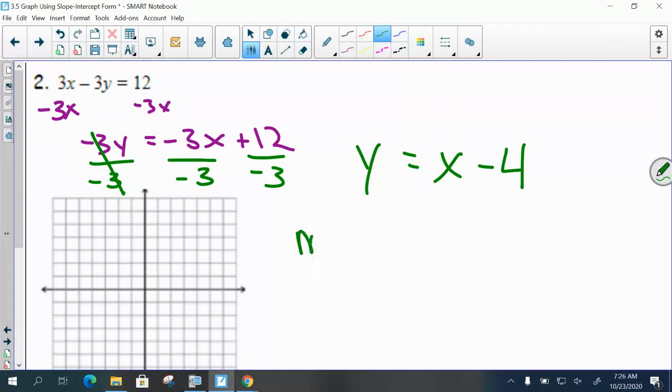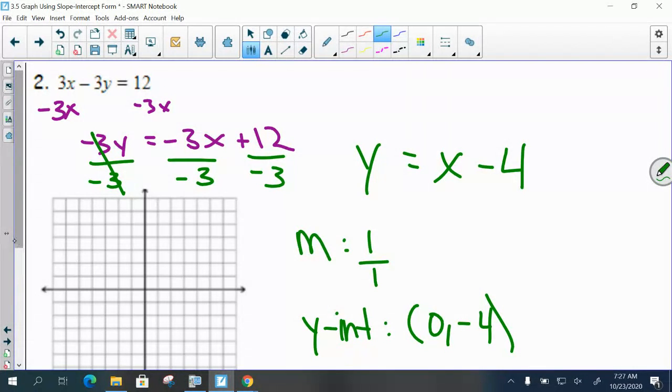So here, the slope, m. There's no number in front of x. That means that there's an invisible 1. So we would put 1 for the slope, or you can say 1 over 1. And then for the y-intercept, that would be negative 4. So (0, -4). So remember to graph.